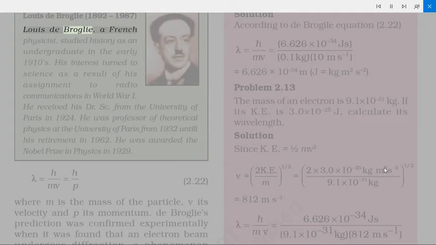Louis de Broglie, 1892-1987. Louis de Broglie, a French physicist, studied history as an undergraduate in the early 1910s. His interest turned to science as a result of his assignment to radio communications in World War I. He received his Dr. Sc. from the University of Paris in 1924. He was professor of theoretical physics at the University of Paris from 1932 until his retirement in 1962. He was awarded the Nobel Prize in Physics in 1929.